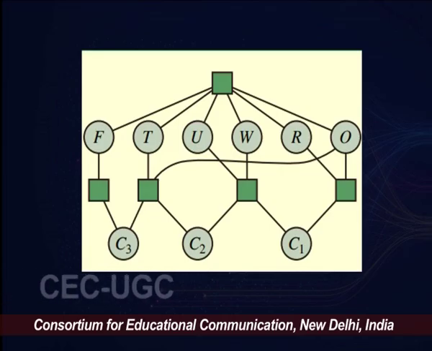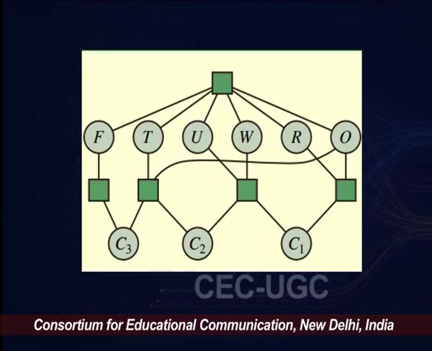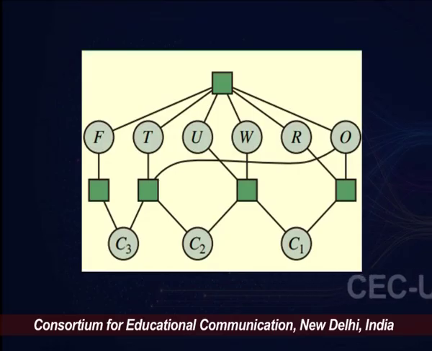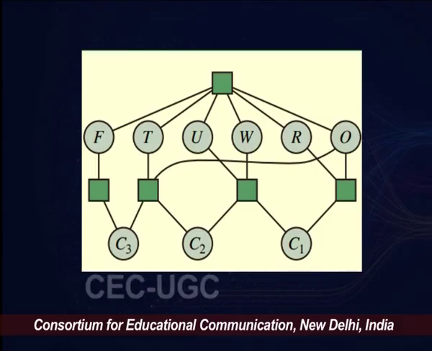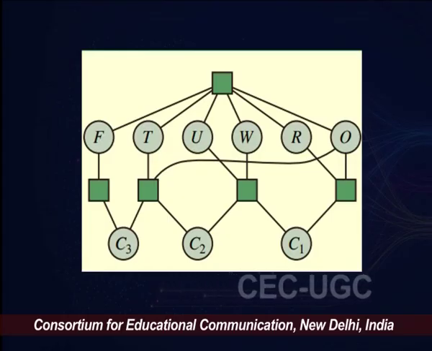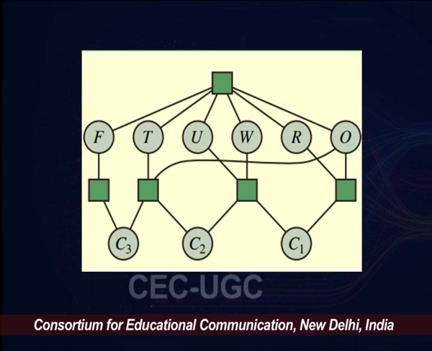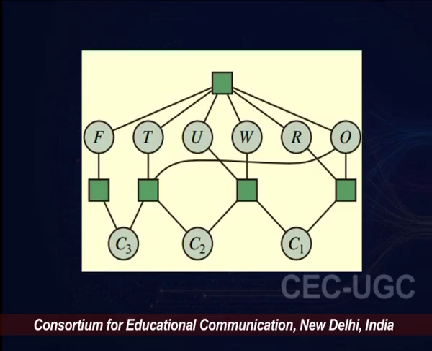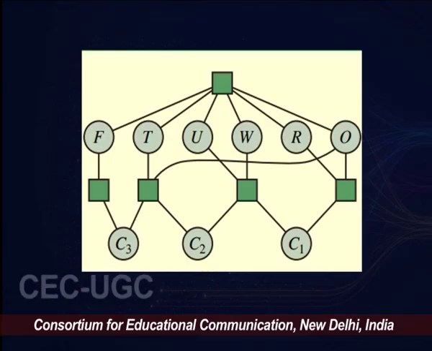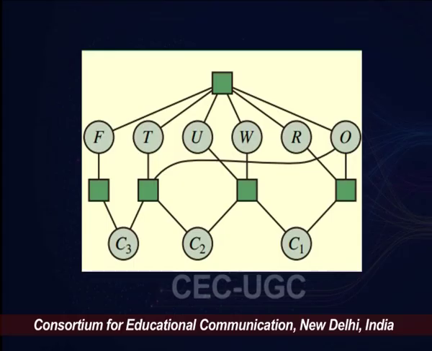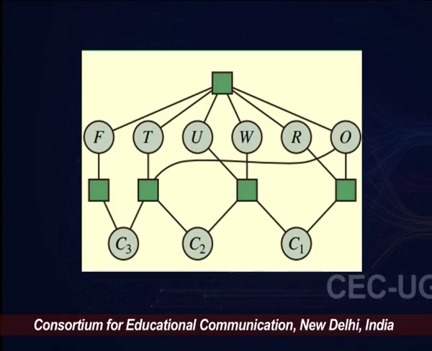The first square, which you can see on the top, is the constraint which says all different. That means the values of F, T, U, W, R, O are going to be different from each other. Then you have the circles below it, F, T, U, W, R, O. These are the variables, which is why they are represented as circles. At the bottom of this hypergraph you can also see C1, C2 and C3, again in circles, and these are exactly the auxiliary variables.